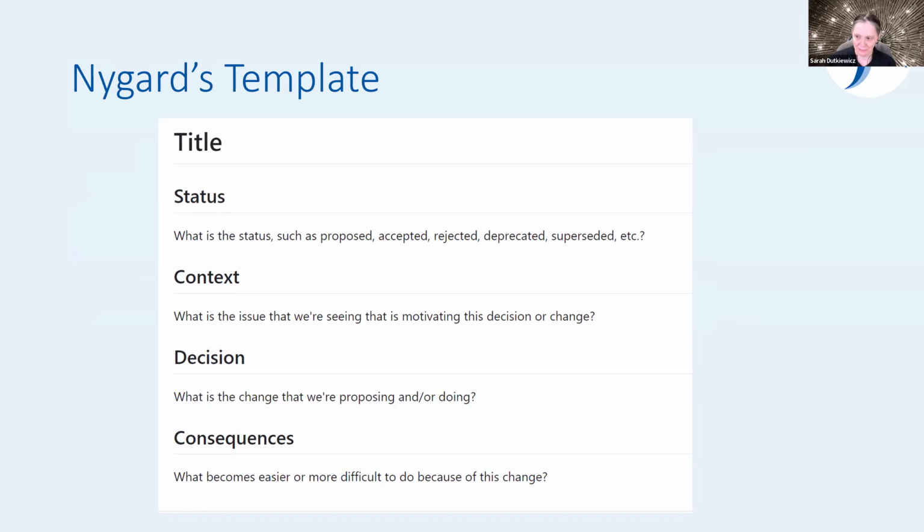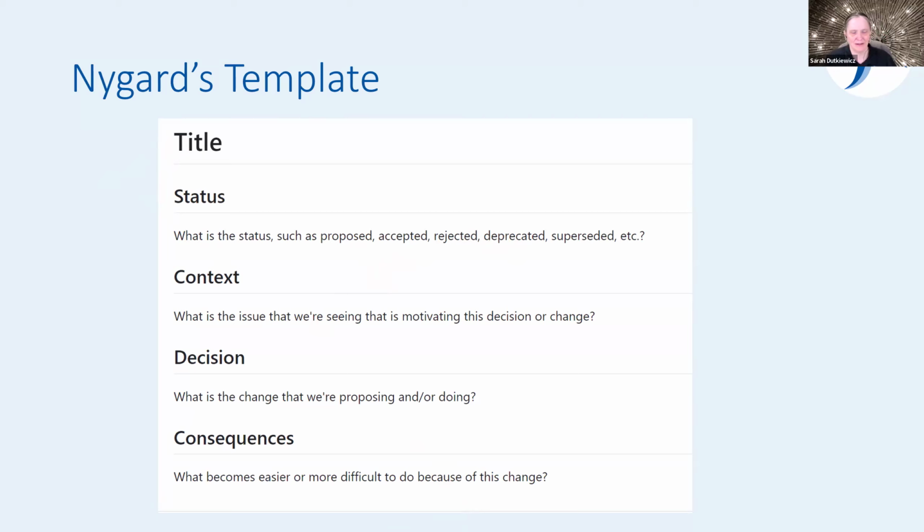The Nygard template. Nygard's template is probably one of the more common ones you'll see because it's fairly simple. You're going to see that it's got the title, the status, again, proposed, accepted, rejected, deprecated, superseded, things like that. The context of the decision, the consequences. That's it. There are no more headings down below. There are no more descriptions. They keep it simple.